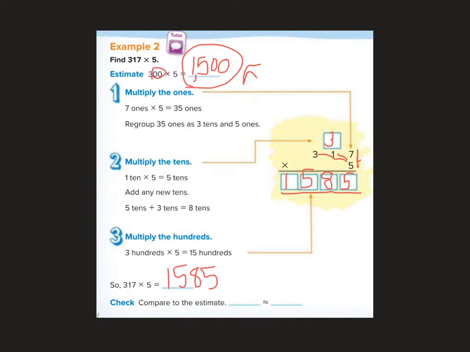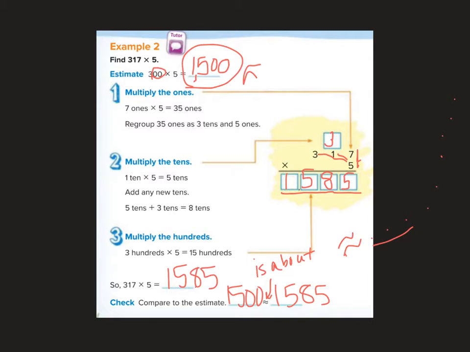1,585. Our estimate of 1,500 is very close to 1,585. This little wavy symbol here means about. A lot of times we use that when we're comparing decimals. So if it's a repeating decimal and the number goes on forever, we could cut it off and say it is about this. So the wavy equal sign means about.